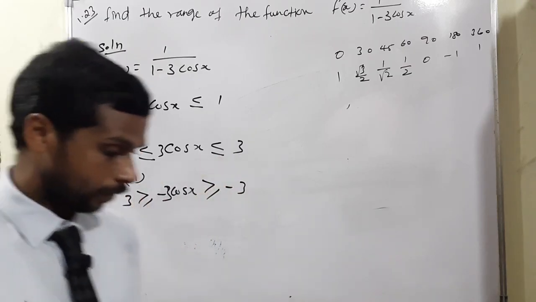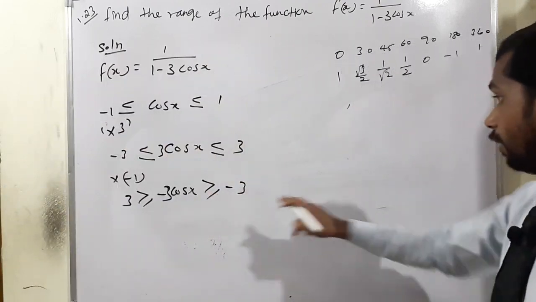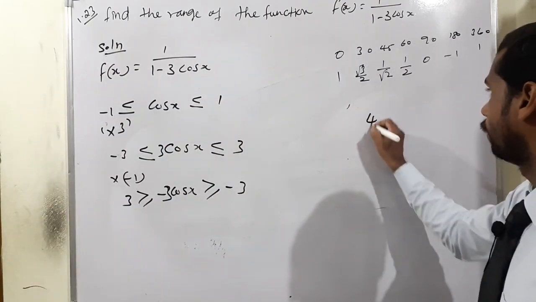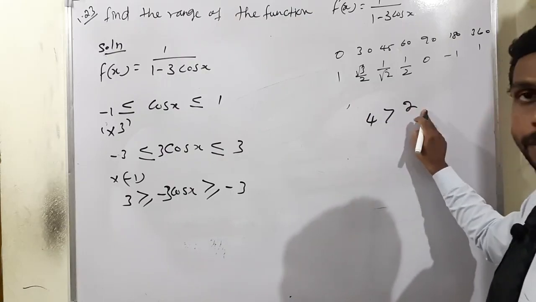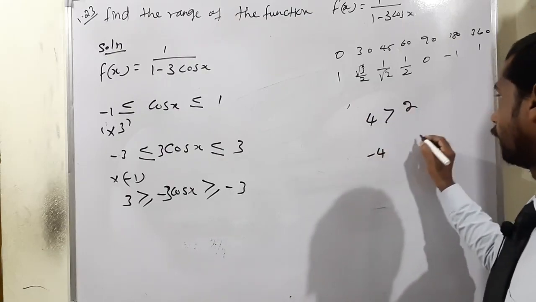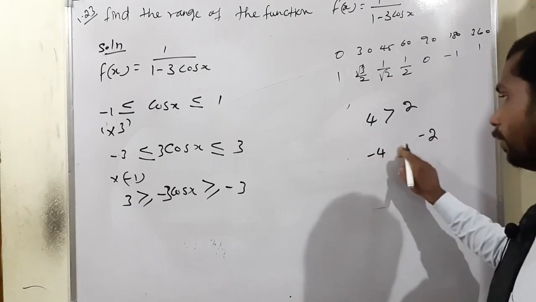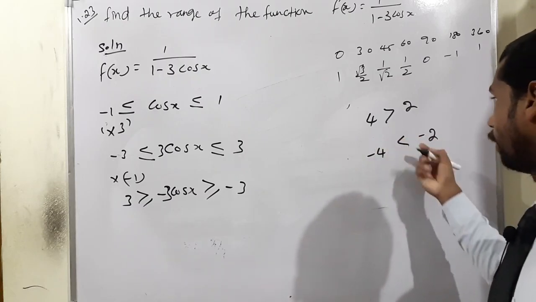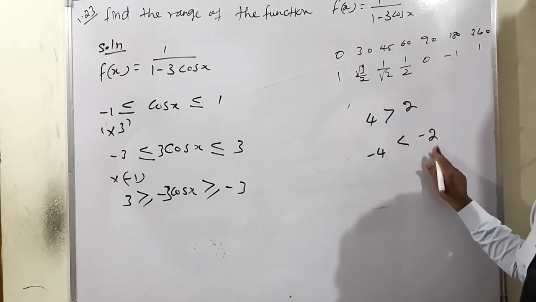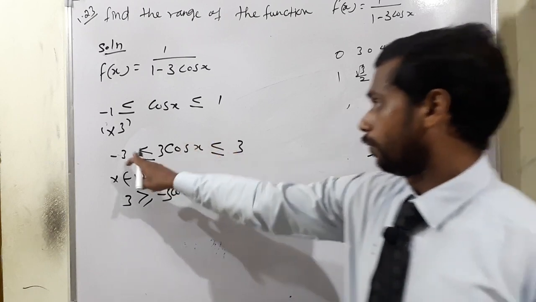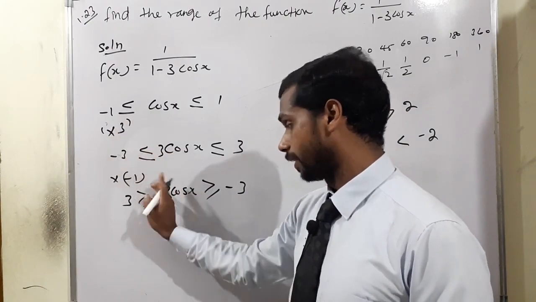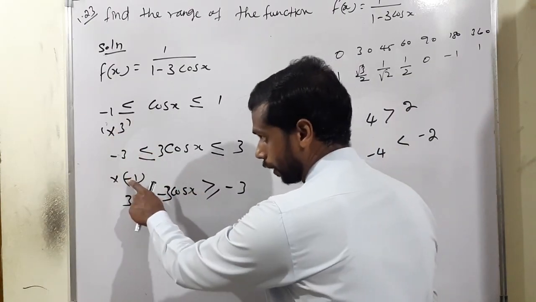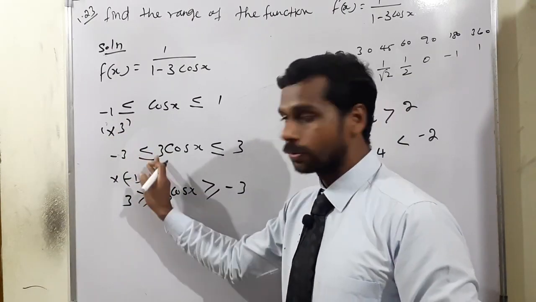Why did I change the inequality symbol? Already we know the basic concept: 4 is always greater than 2. If both sides are multiplied by minus, what will happen? Minus 4 and minus 2. The inequality symbol will be changed, no? Definitely minus 4 is less than or equal to minus 2. That's why, listen, if you multiply by a positive value, the inequality symbol stays as it is. When both sides are multiplied by a negative, the inequality symbol will be changed.